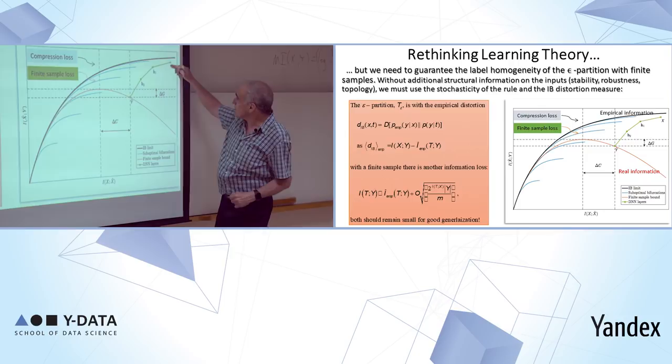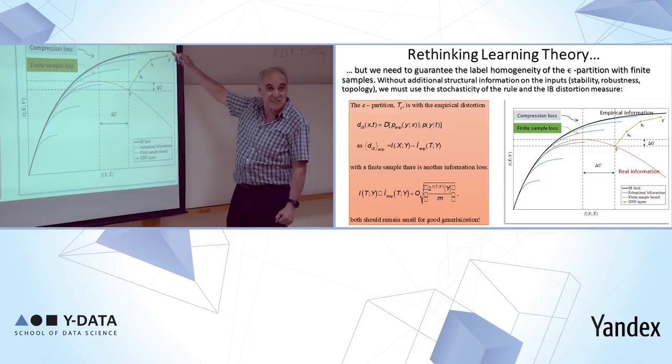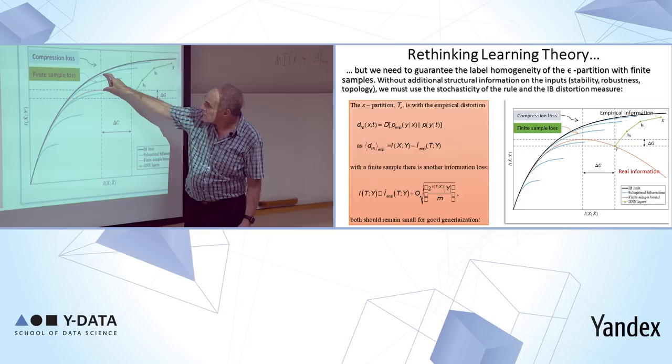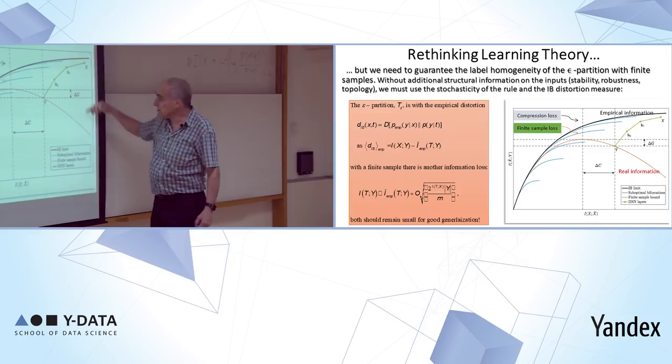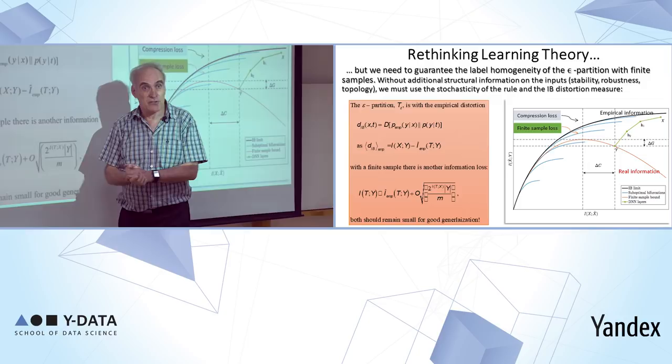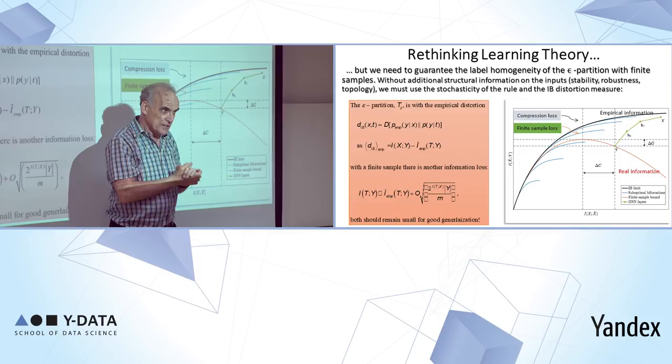So you see that here, if I don't compress, there's a very big difference between the true information and what I think is the information from the training data. But there's a nice maximum here, which is where this finite sample loss is minimized. And this is only if I compress the representation. So compression is essential. If you don't compress, you overfit. That's overfitting, the difference between these two things. It's the difference between the empirical error and the true error. So that's the reason why you really have to compress in order to generalize.